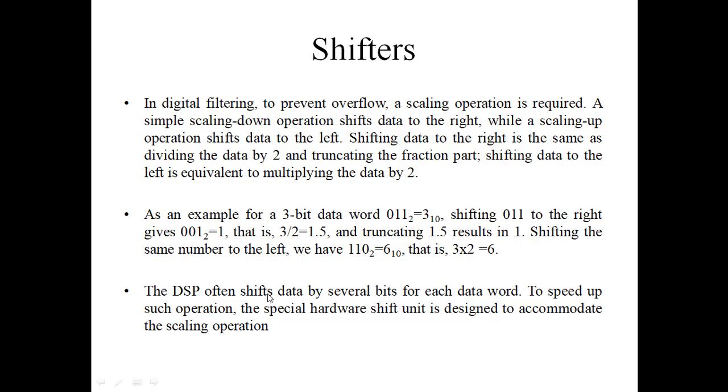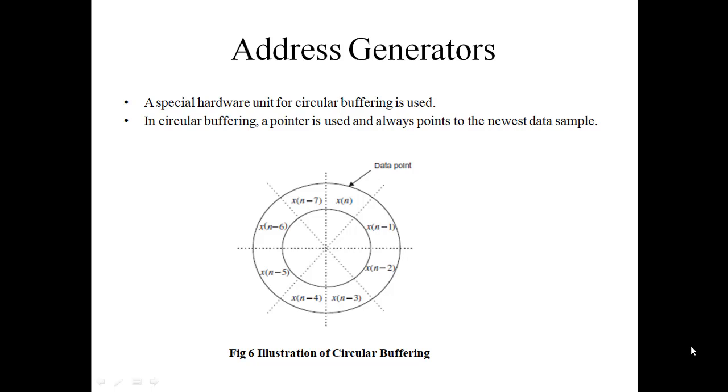Now a DSP often shifts the data by several bits for each data word. So to speed up such operations, a special hardware shift unit is designed to accommodate the scaling operation. The next hardware unit in the Harvard architecture is the address generator.